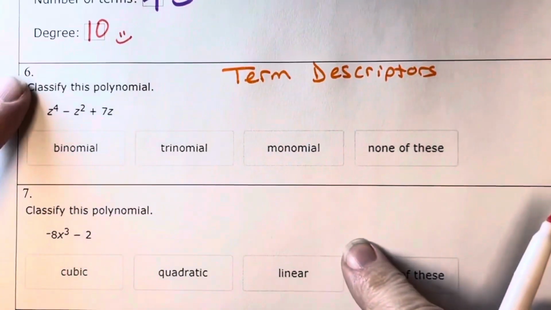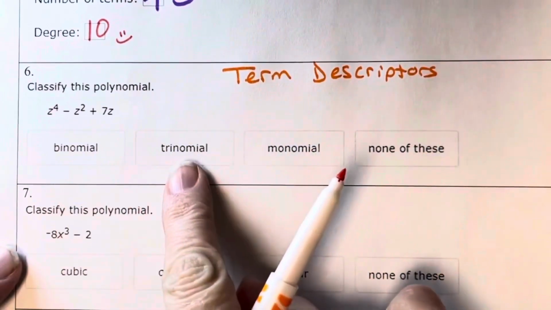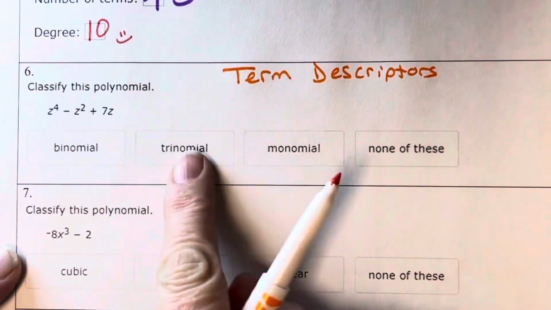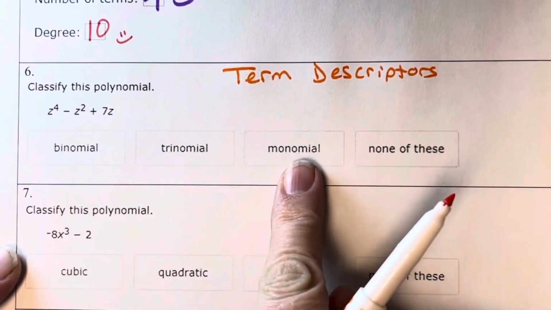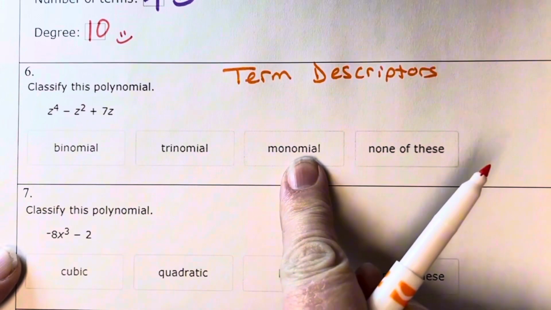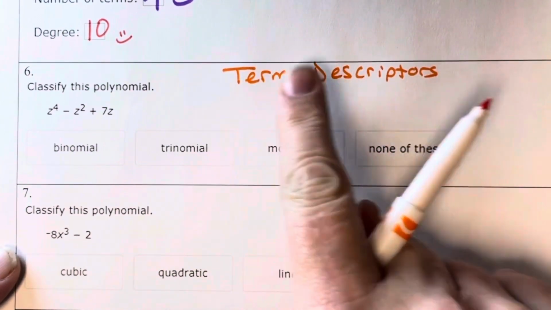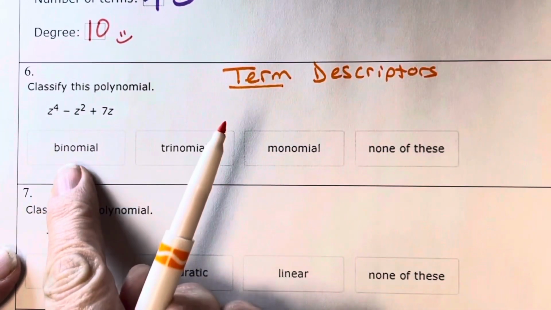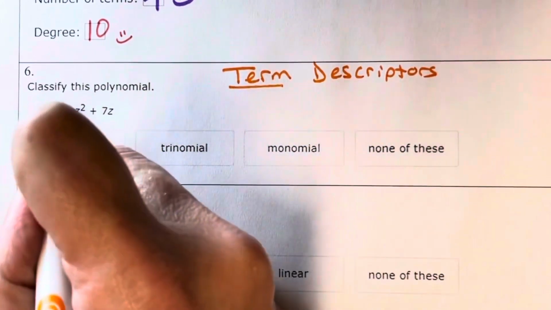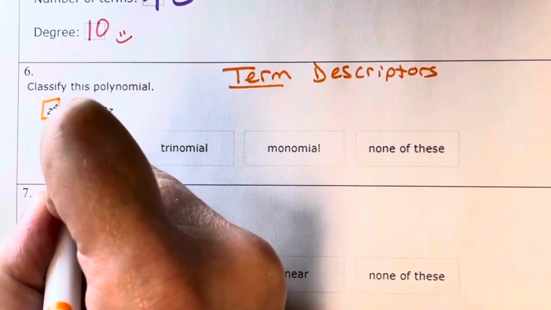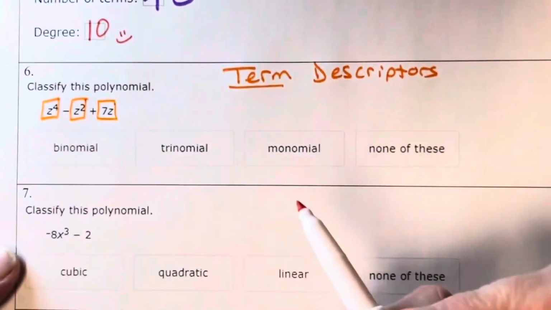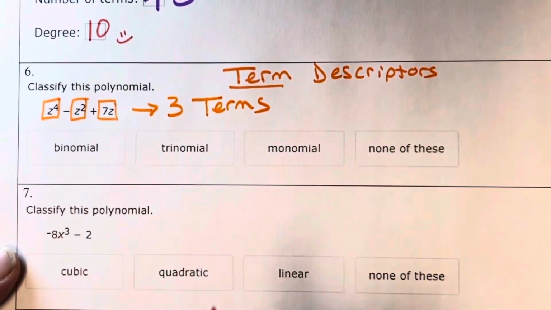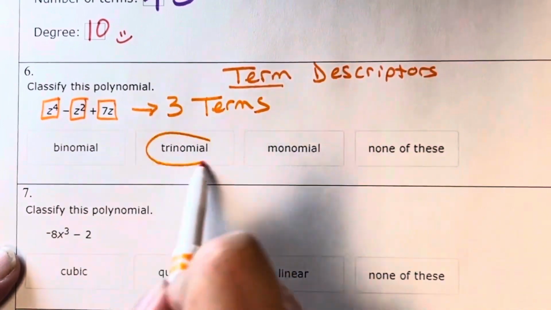Let's shift gears in this example 6 into looking at vocabulary that can describe the entire polynomial. These 3 words, binomial, trinomial, and monomial, if you'll remember at the beginning of this lesson, are term descriptors. So if we find the number of terms, then we'll know if it's a binomial, trinomial, or monomial. So we see very nicely that I have 3 number chunks. So that means I have 3 terms, and as a result, 3 terms is a trinomial.